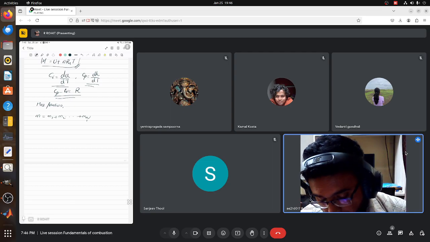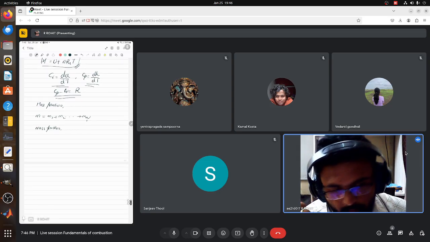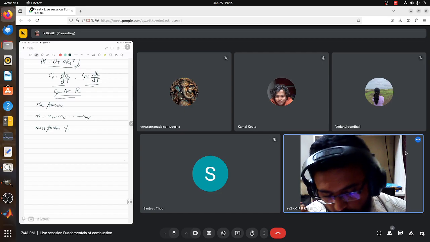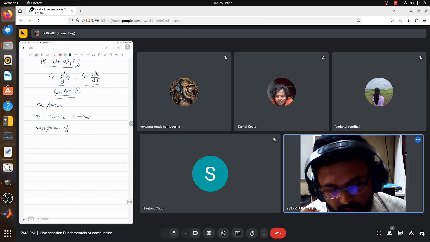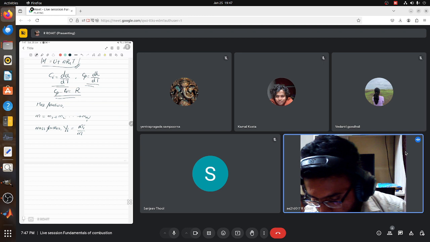Then the mass fraction. This particular notation we will use throughout the lecture, and in all upcoming lectures you will see it. Mass fraction is represented by capital Y. For an ith particular component, mass fraction can be written as the mass of that ith component to the total mass. So this is nothing but your mass fraction.